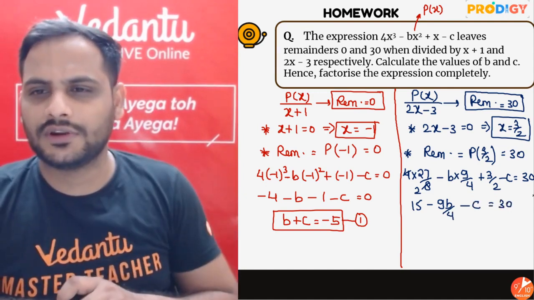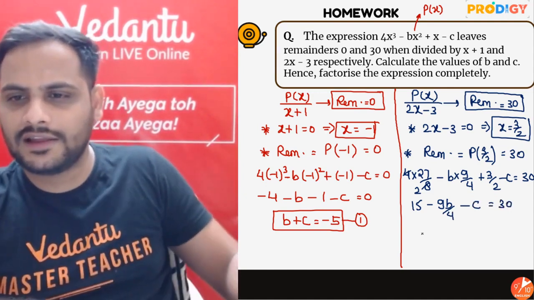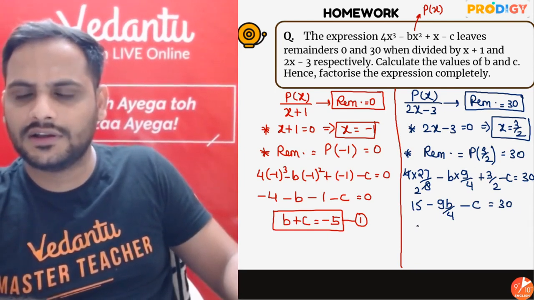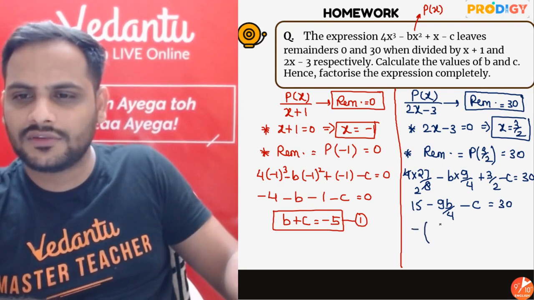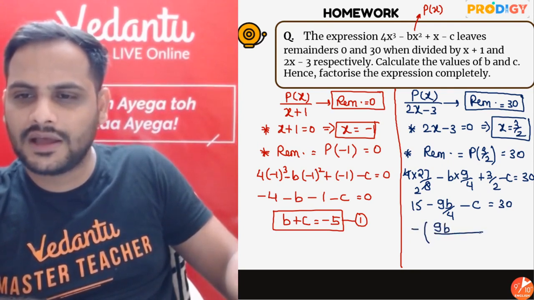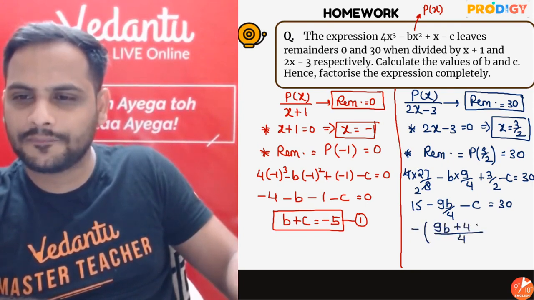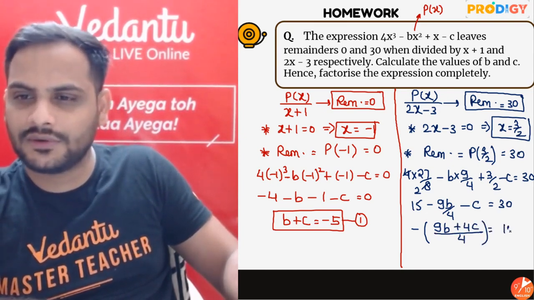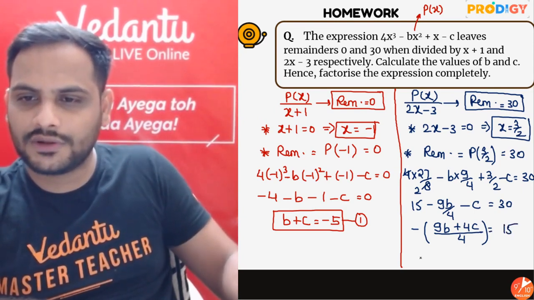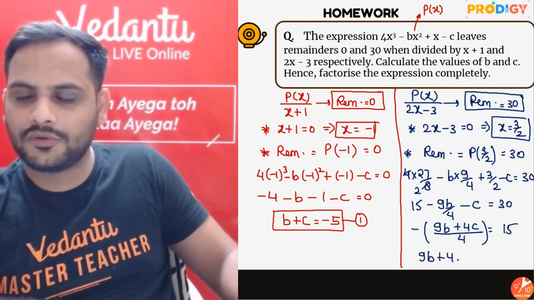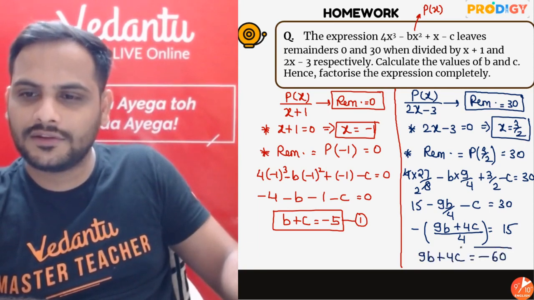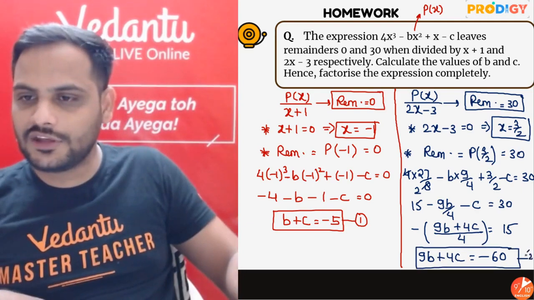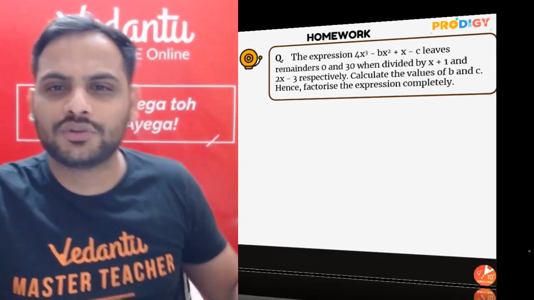Shift 15 over there, guys. Alright, so if I shift 30 over here and take negative common, I'll get 9b by 4 plus c is equal to, shift 15 over there, 30 minus 15 is 15 only. Shift negative over here and 4 over there, so you'll get 9b plus 4c is equal to minus 60. Alright, this is my final equation. This is equation 2. Now I will simplify both the equations.